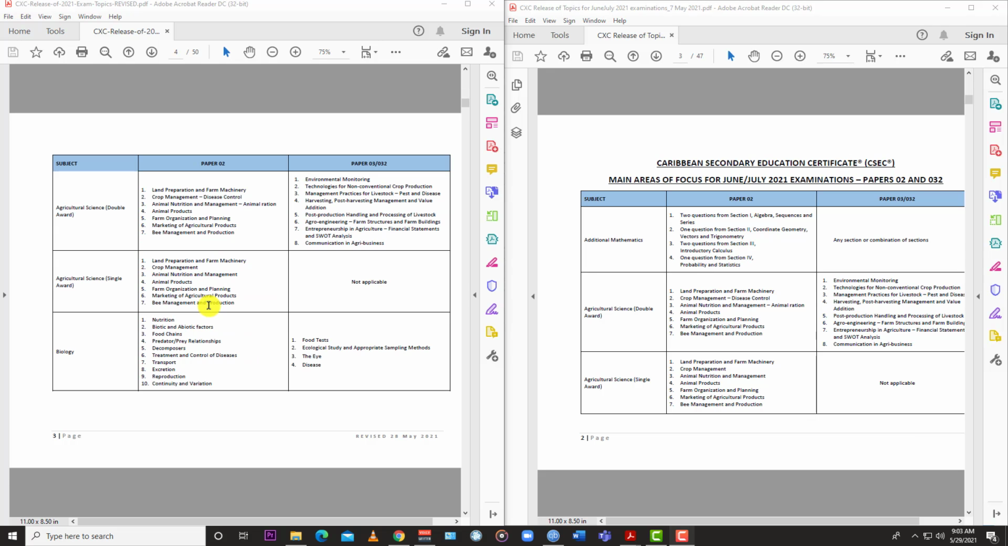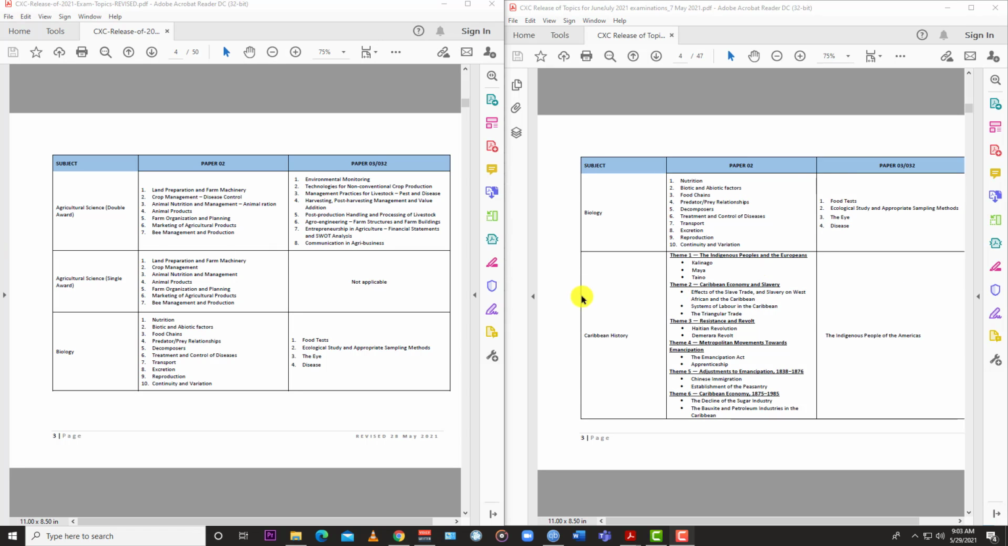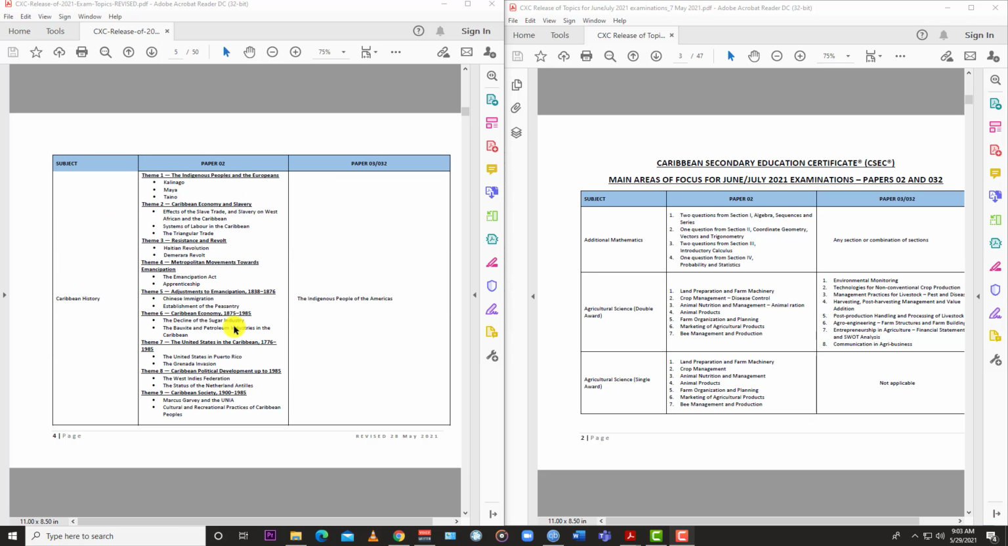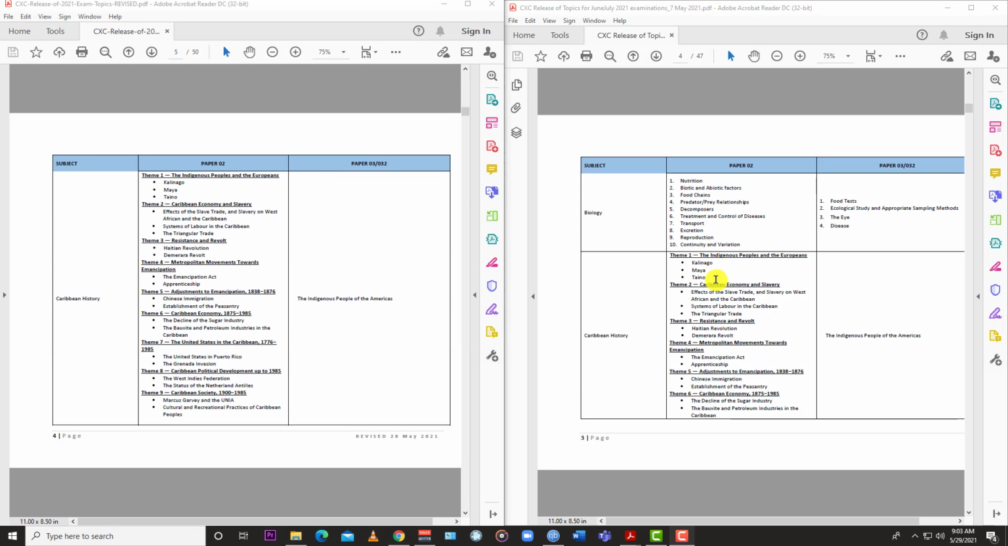But if you look at agricultural science, for example, double award, single award. On the old one, for the single award, we have 1 to 7. Over here, 1 to 7. For the paper three, not applicable, same thing here. So you have land prep, crop management, animal nutrition, animal products, farm organization and planning, same. So agriculture is the same. Coming down to history, basically the same. But of course, I'll leave the link so you can look at it yourself.